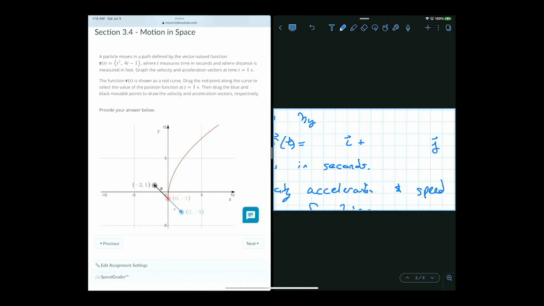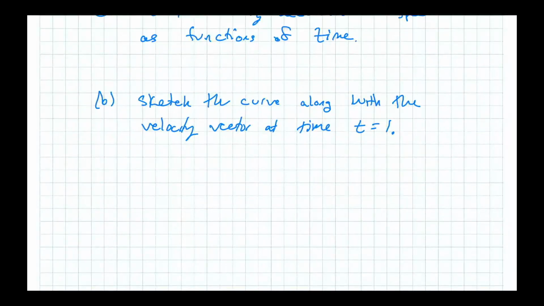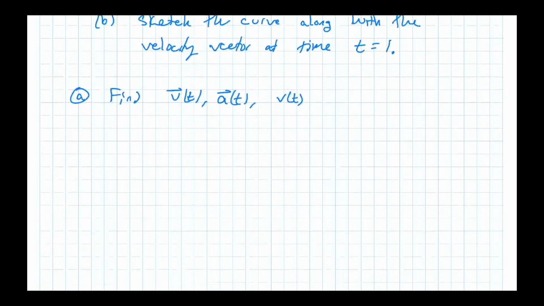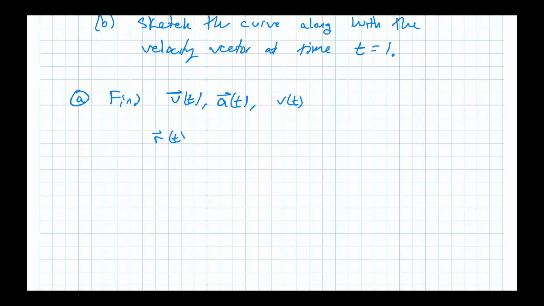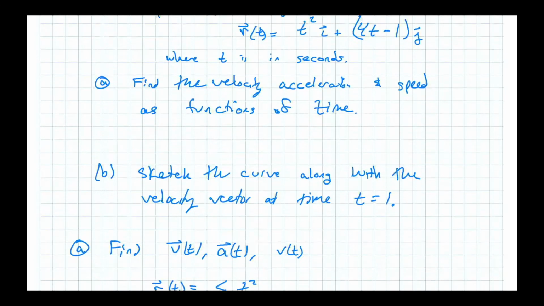So this function is just t squared i, and then this one is 4t minus 1 j. Okay, now they wrote it in the alternate form there, but we have this. Okay, so let's go ahead and do this. So we're going to start with part A, of course, which is find velocity, acceleration, and speed, right? Okay, so we start out with the r that we're given, and the r that we're given is t squared, I'll write it in this form, t squared, comma, 4t minus 1.